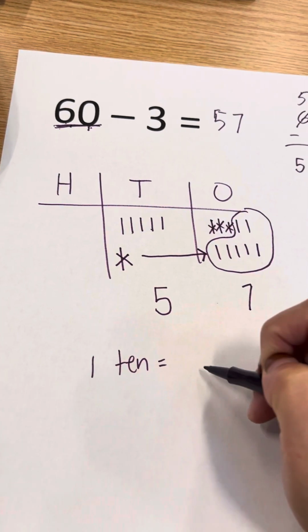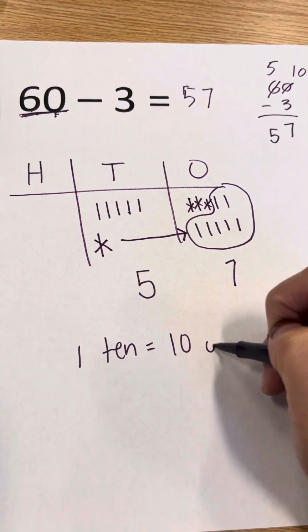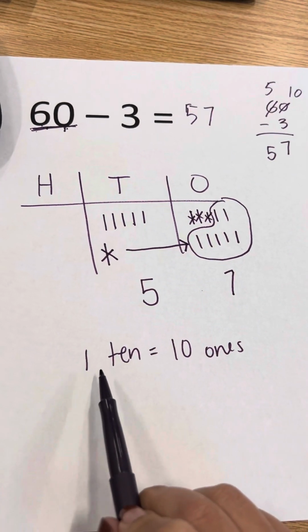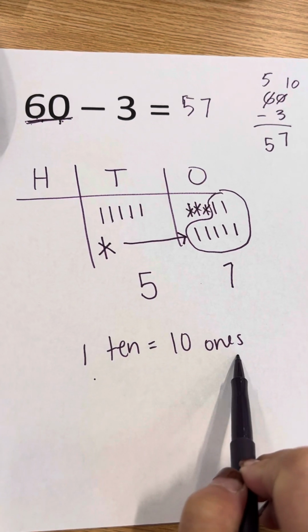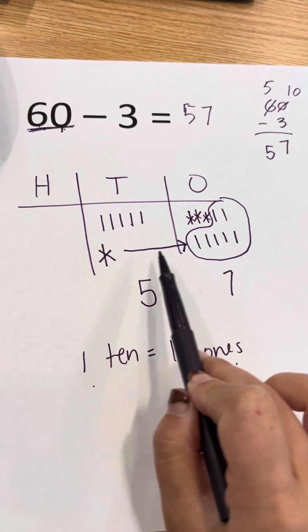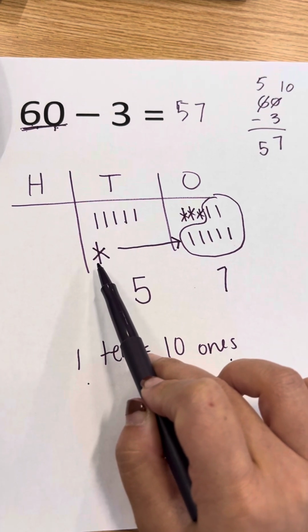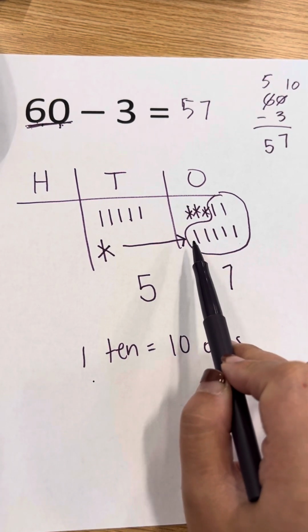The main part that we have to remember is to cross out, draw an arrow, and remember that 1 ten equals 10 ones. Once we know that 1 ten equals 10 ones, it's going to be easy to unbundle and borrow and show the next step.